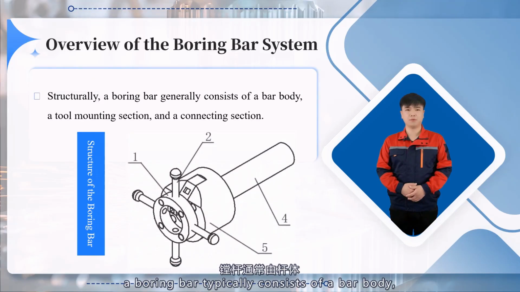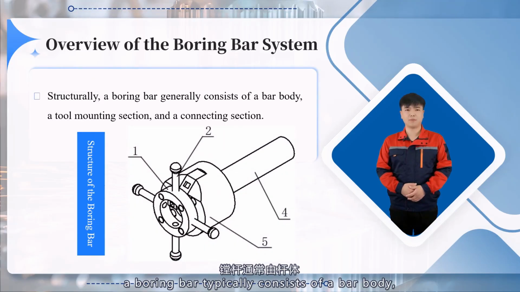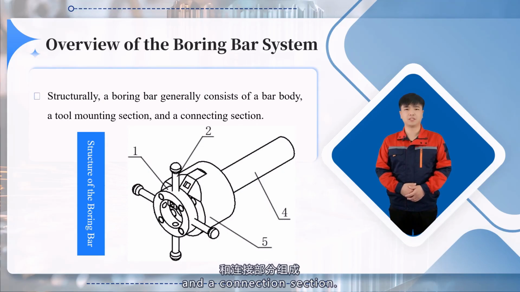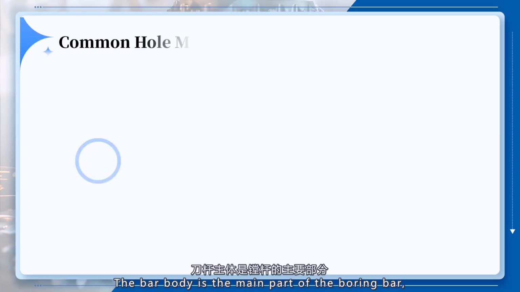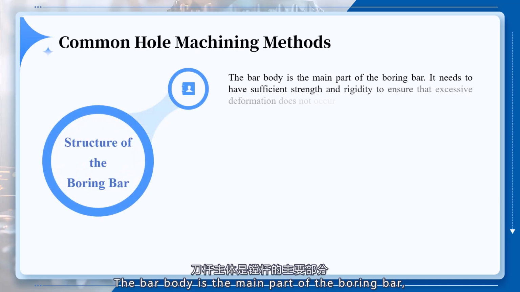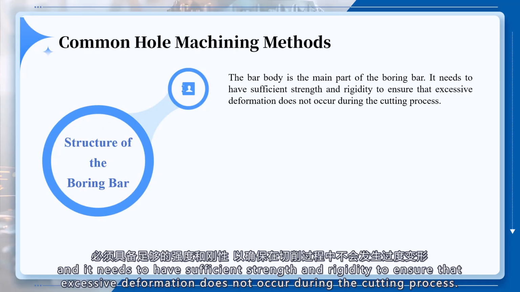Structurally, a boring bar typically consists of a bar body, a tool mounting section, and a connection section. The bar body is the main part of the boring bar, and it needs to have sufficient strength and rigidity to ensure that excessive deformation does not occur during the cutting process.